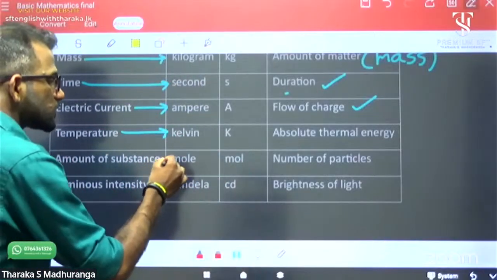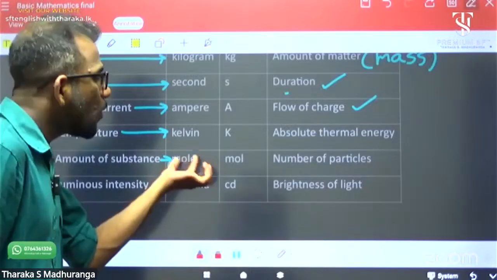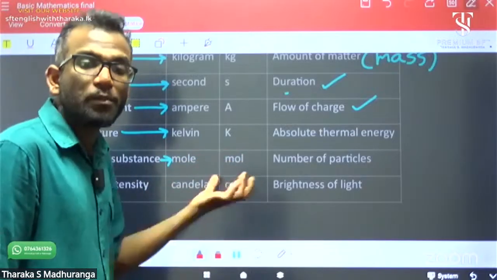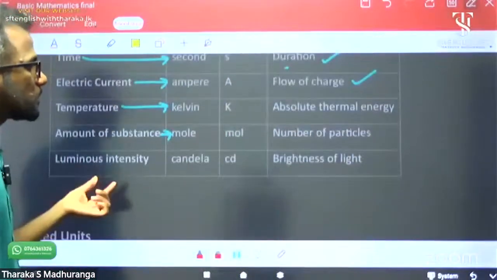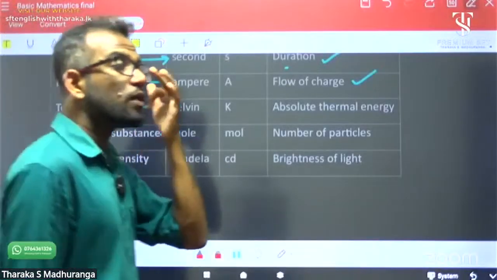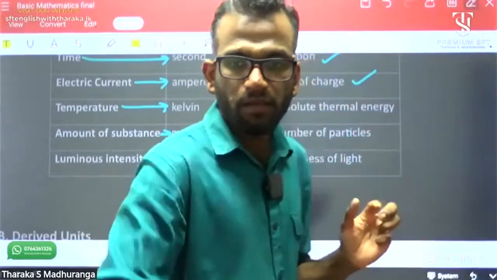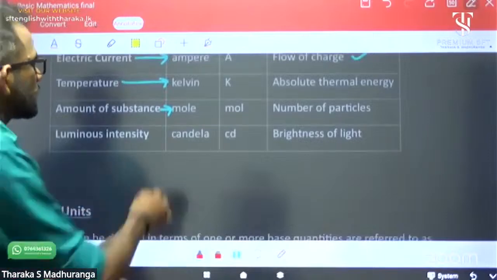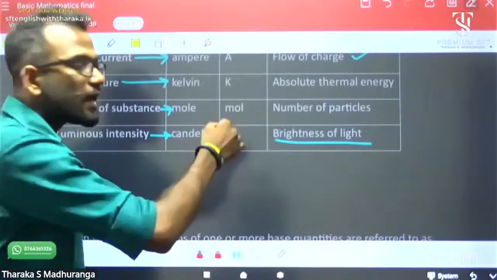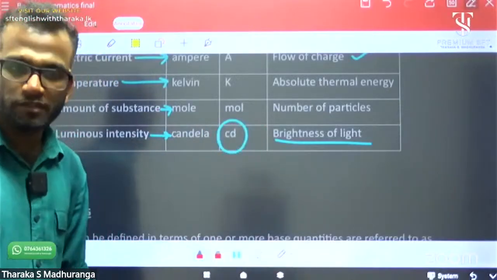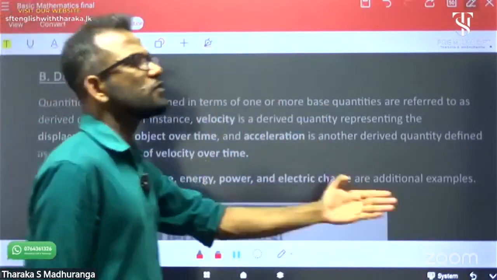The amount of substance, or amount of matter, is measured in moles. MOL is the symbol. The number of particles is measured by moles. I think at O/L time you did mole calculations, no? Amount of matter calculations. Okay, I think you can remember. The luminous intensity, or light intensity, the brightness of light, is measured by candela. CD is the symbol.